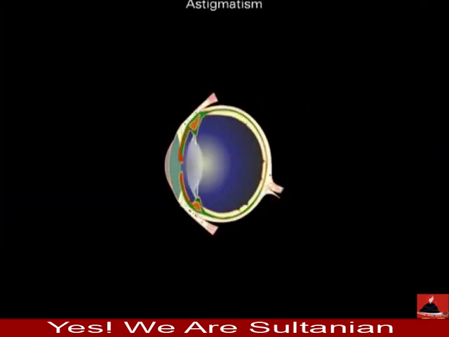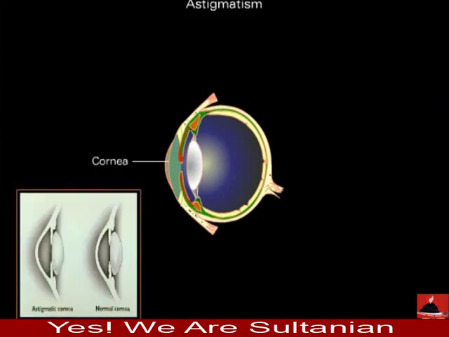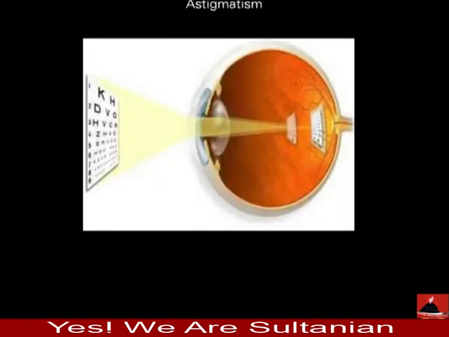What causes astigmatism? Normally, the cornea is spherical in shape. But in an astigmatic eye, the cornea is shaped more like an oblong rugby ball. The oblong shape causes light rays to focus on two points rather than on just one point.